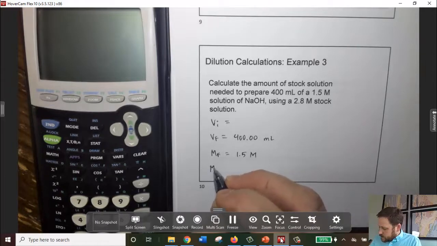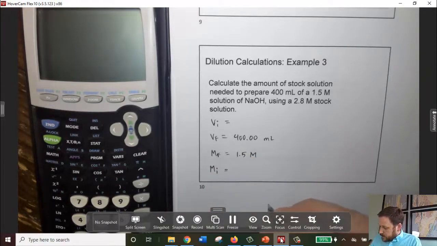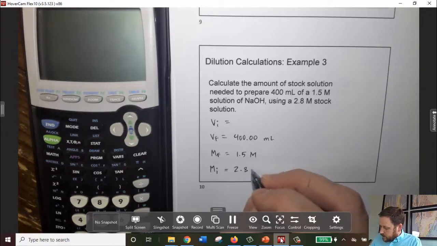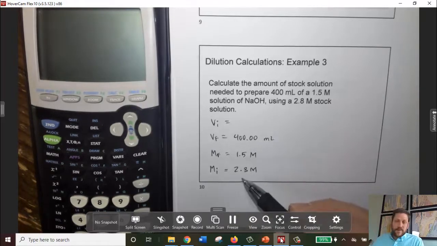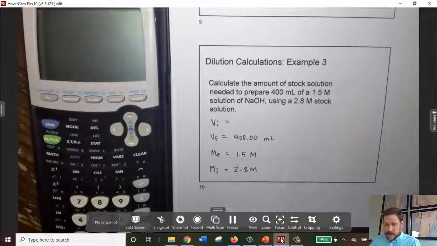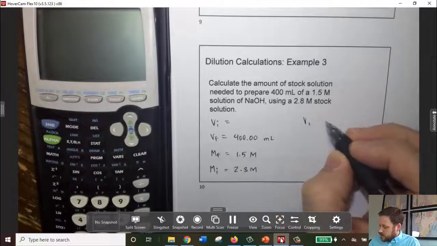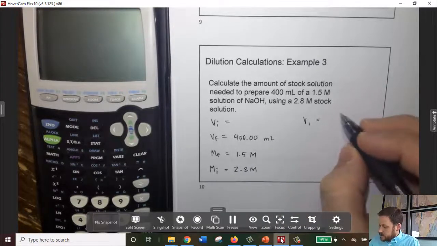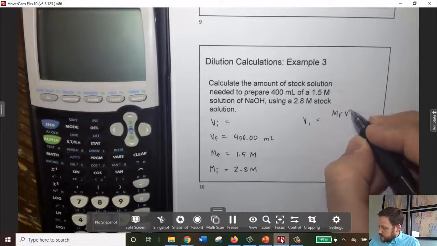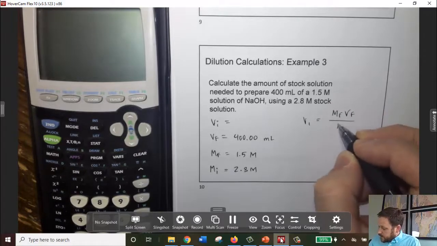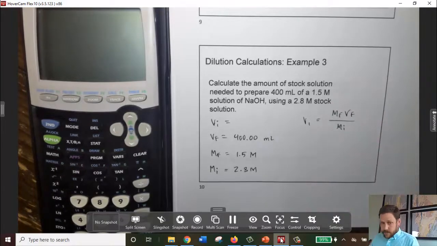The stock solution which is available, and remember the initial quantities here correspond to the stock, is 2.8 molar. That makes sense. The stock solution is always going to be a higher concentration than the dilute solution. Rearranging MiVi equals MfVf to solve for Mi, we have MfVf over Mi, and we'll go ahead and plug those numbers in now.